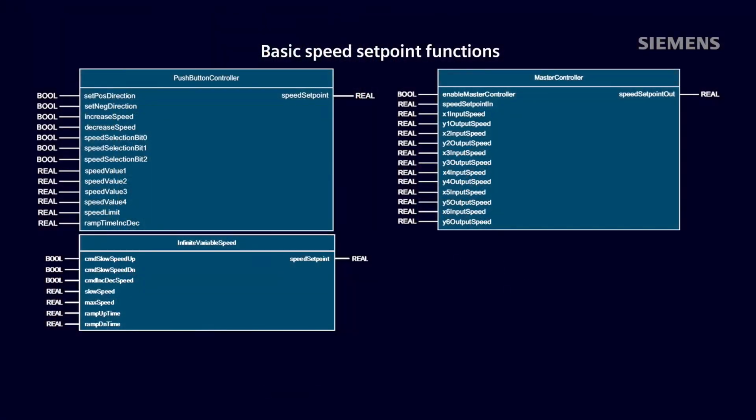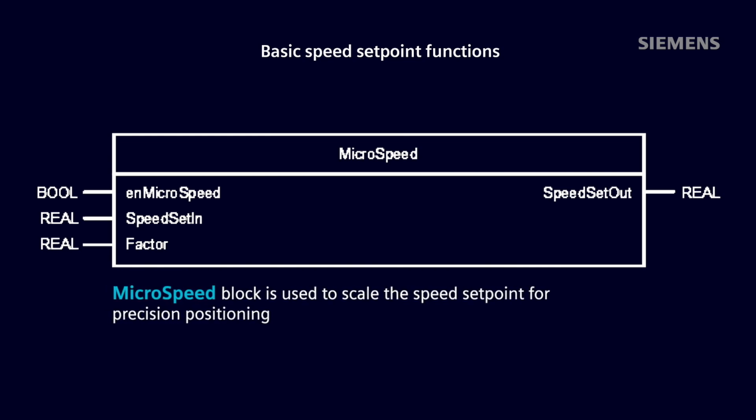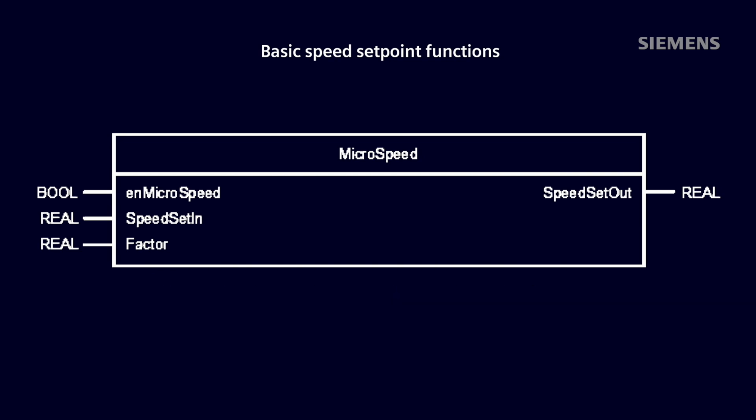Now that we've discussed the three main blocks that can be used to generate speed set points within the drive, here are two additional blocks that can be used to manipulate the speed set point of the drive based on your inputs or switch feedback. The first block is the microspeed block, which is used to scale the speed set point of the drive for precision positioning. Here are the microspeed block's parameterizable inputs.